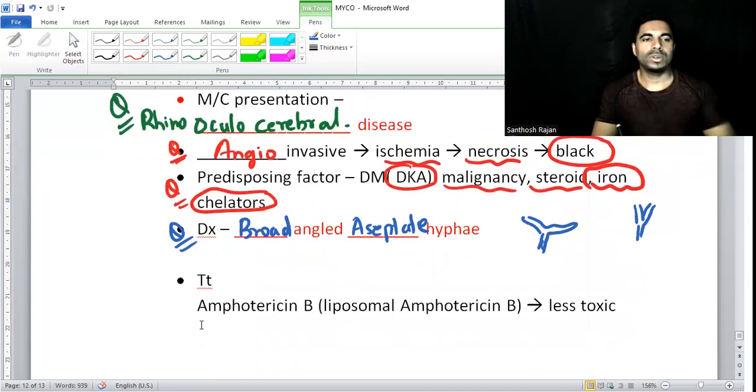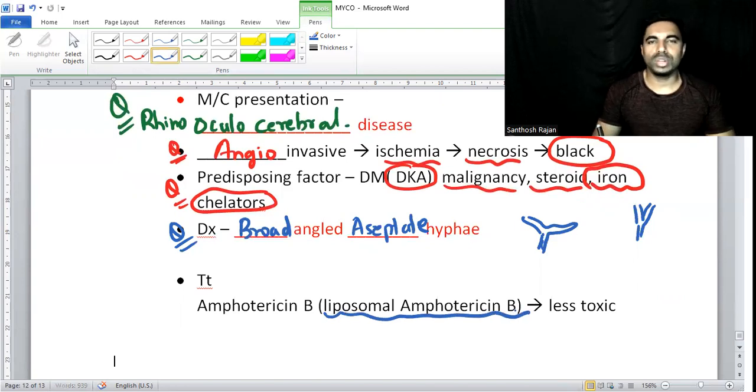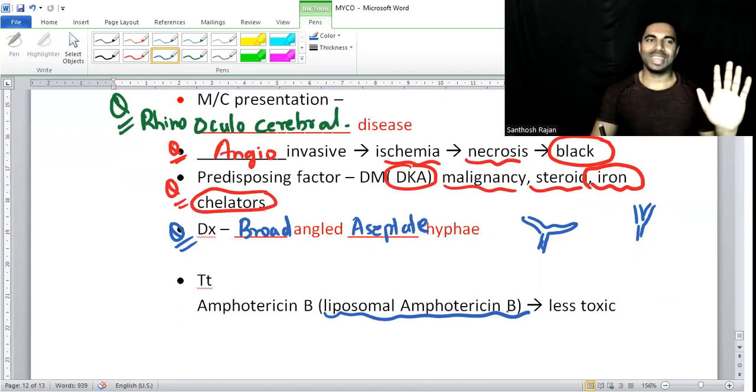Right. Okay. Now treatment. Finally, treatment is of course what we saw, posaconazole. We saw posaconazole can be used, but of course amphotericin B is effective. Liposomal amphotericin B is very, very effective. Liposomal amphotericin B is less toxic compared to amphotericin B directly. Amphotericin B causes a lot of nephrotoxicity, hepatotoxicity, a lot of side effects. So to decrease that, we got liposomal amphotericin B. That's it. Okay. Very simple.